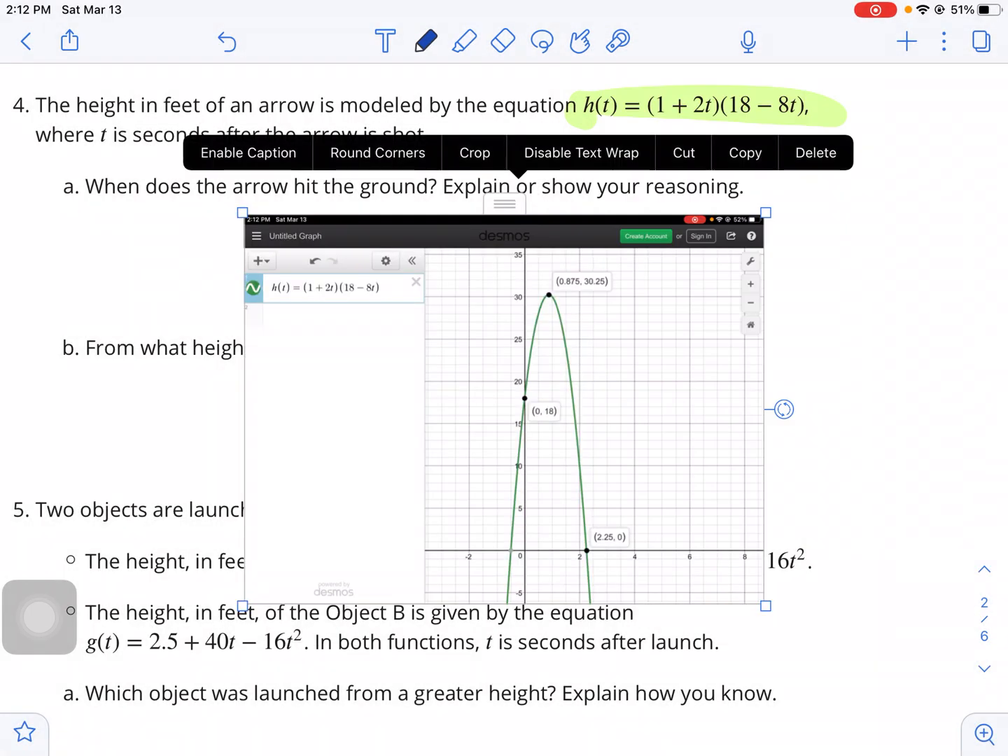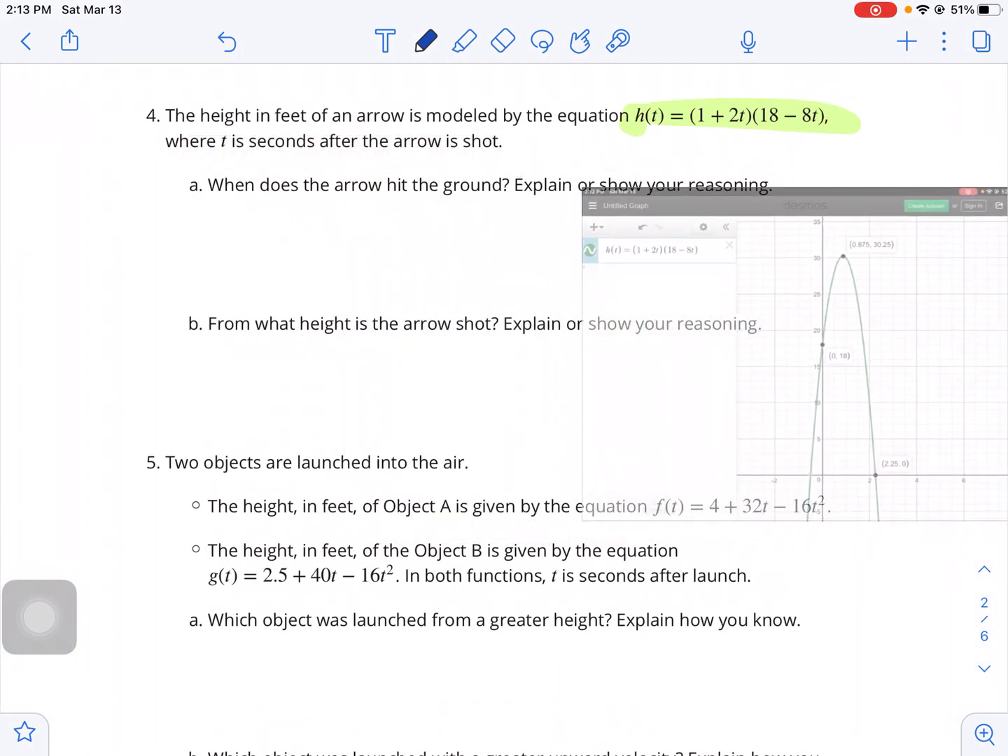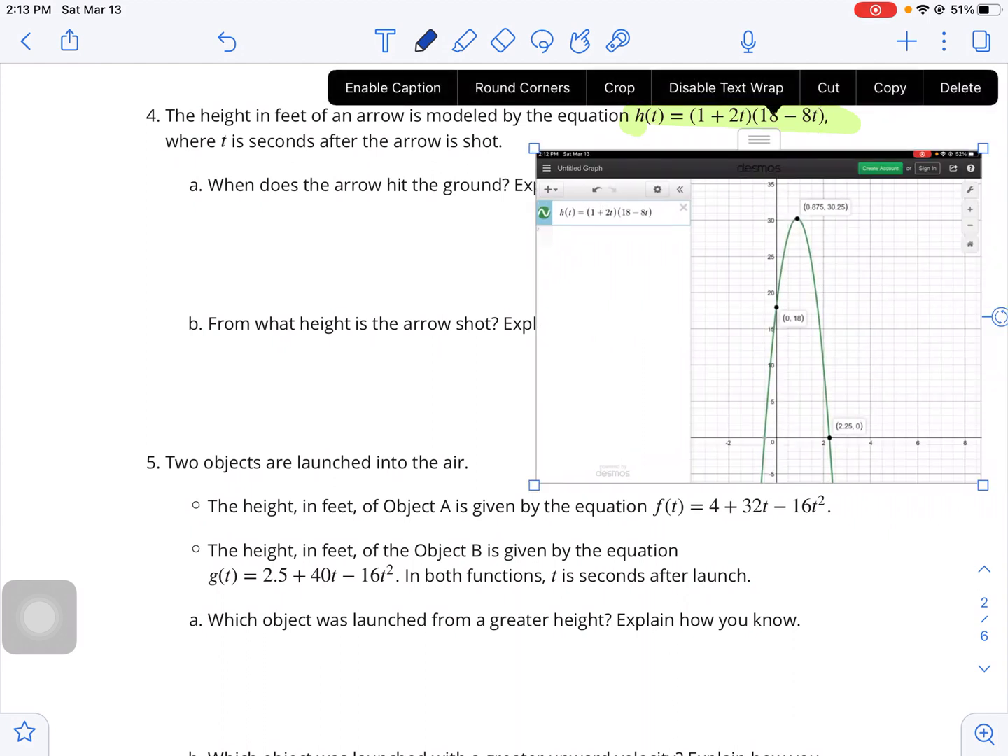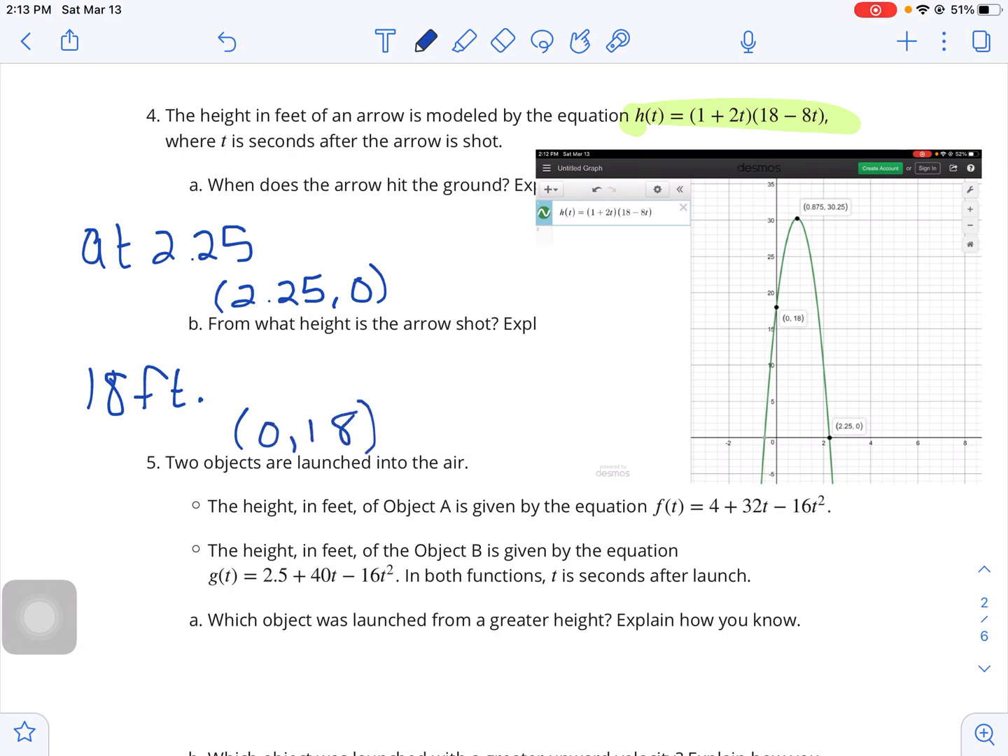So there it is. So the first question we want to know is, when does the arrow hit the ground? Explain your reasoning. And the second one is, from what height is the arrow shot? So it hits the ground at 2.25 seconds, because that 2.25 comma 0 indicates the height of 0 at 2.25 seconds. And from what height is it shot? It looks like from a height of 18 feet, because at 0 time, the height of the arrow is 18 feet.